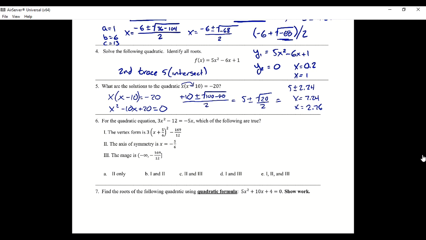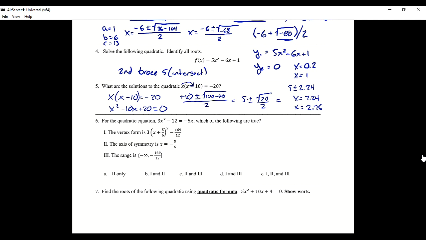All right, number 6, quadratic equation. 3x squared minus 12 equals negative 5x. Which of the following are true? So we've got the vertex form, we've got the axis of symmetry, and we have the range is equal to negative infinity to negative 169 over 12. Fair enough.